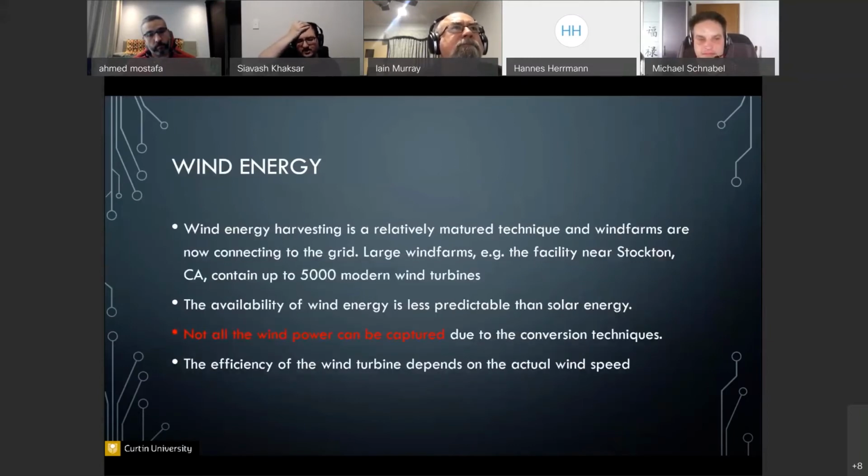And the next one, wind energy, which is a relatively mature technology with wind farms which are now connected to the grid. We have large wind farms, for example, the one near Stockton, CA that contains about 5,000 modern wind turbines. The availability of wind energy is less predictable than solar energy, and not all of the wind power can be captured because of the conversion techniques that are being used there. And the efficiency of the wind turbine depends on the actual speed of the wind. So the placement of them is very important.